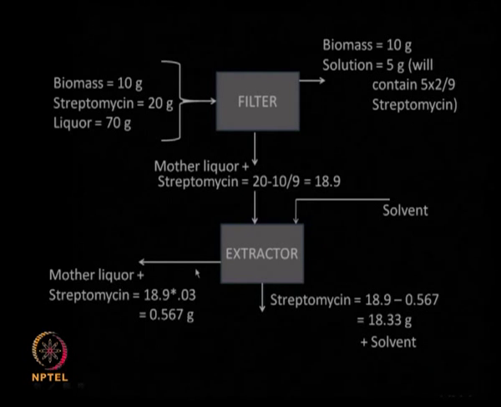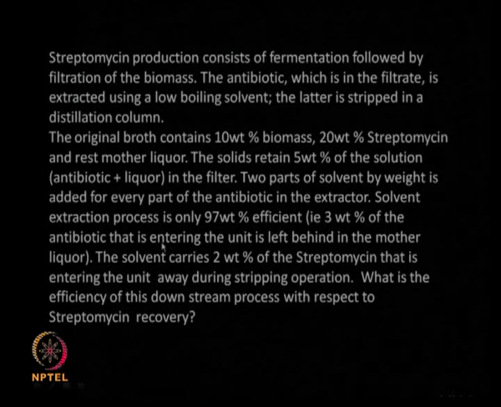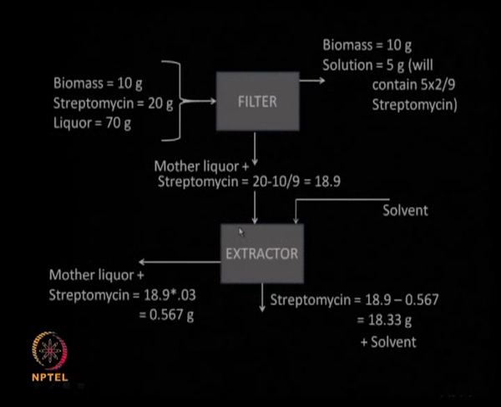Okay. So according to the problem we are saying that 3 weight% of the antibiotic is taken away by the mother liquor. That means the efficiency of the extraction is only 97 weight%. So the 18.9 and 3%, that is 0.03, when you multiply you get 0.567 grams. So 0.567 grams goes away with the mother liquor and you are not able to extract that. So whatever is coming in the solvent will be 18.9 minus 0.567, that is 18.33 grams. So after the extraction you are getting 18.33 grams of the antibiotic in the solvent layer.